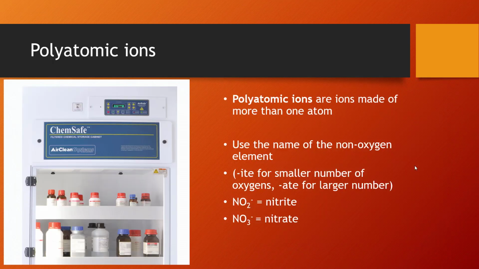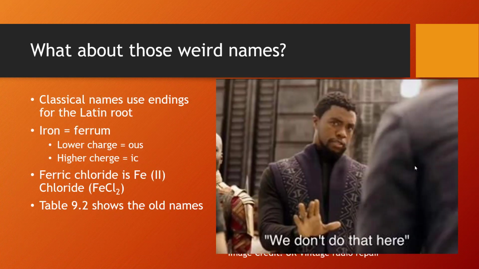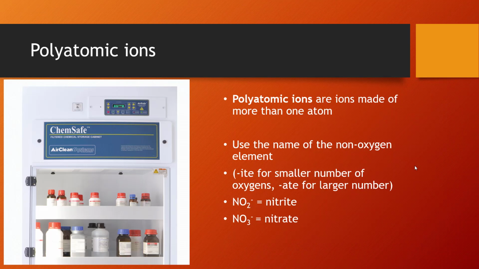Polyatomic ions are ions made of more than one atom. So you're going to use the name of the non-oxygen element. And it's going to be ite for smaller numbers of oxygen, ate for larger numbers. And you're thinking that sounds kind of like we don't do that here, those Latin ones. Admittedly, yes. But you will get to know these as you go on. So it's just, yeah, sometimes you just got to memorize things.